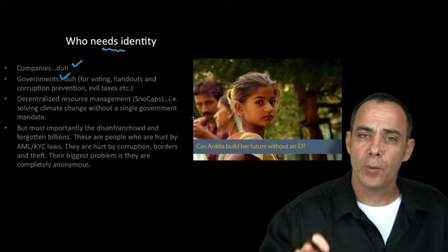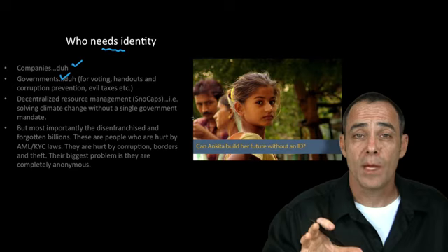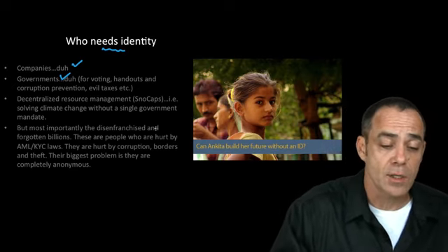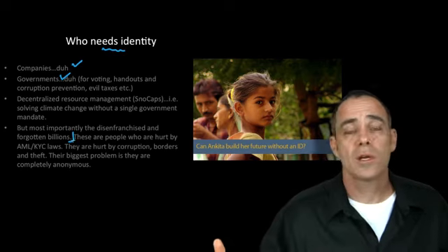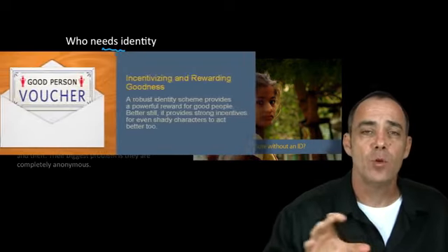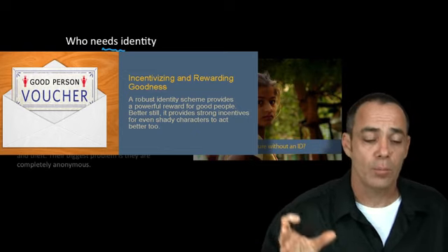So it's really important, if we think we can solve climate change using some form of decentralized resource management, to solve this problem of identity. But most importantly are the disenfranchised and forgotten billions whose countries aren't even really establishing any identity for them. And these have enormous costs. You have children who cannot go to school because they don't even have a birth certificate.